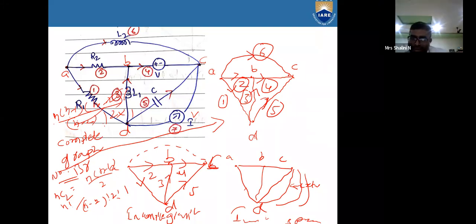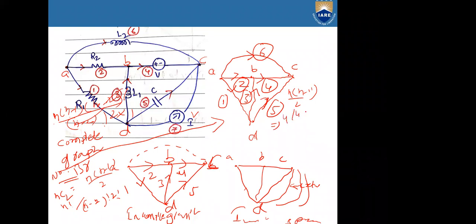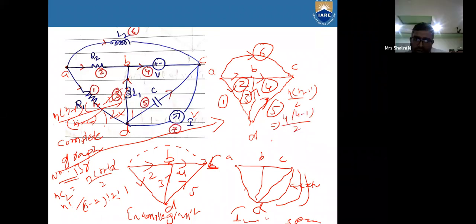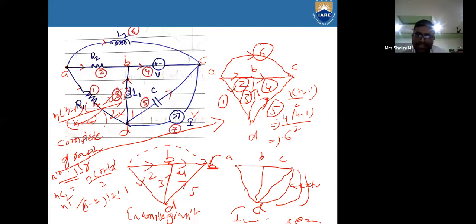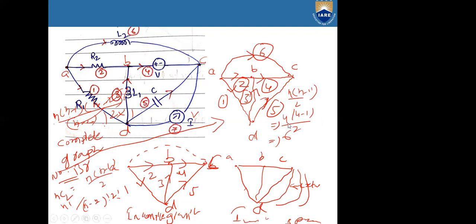Apply here: n into n minus 1 by 2. How many nodes will be there? 4 nodes, no? 4 into 4 minus 1 by 2. What is the result? 6. We got 6 branch elements now. Is it right? Yes, sir.